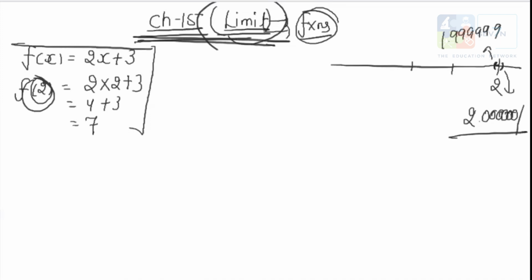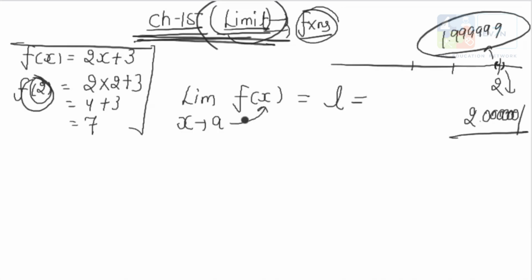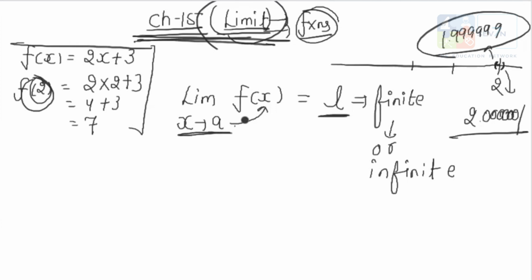See here, if we have 1.9999 as the answer for any function, what does it mean? It means there is a value L, that number may be finite or infinite, right? So in general, if you have a finite value, there is no particular name for those limits. But if you have infinite values, then you can say that these are the limits tending to infinity. But here, limit tending to a, and we'll get L. So this is the way to write any limit.